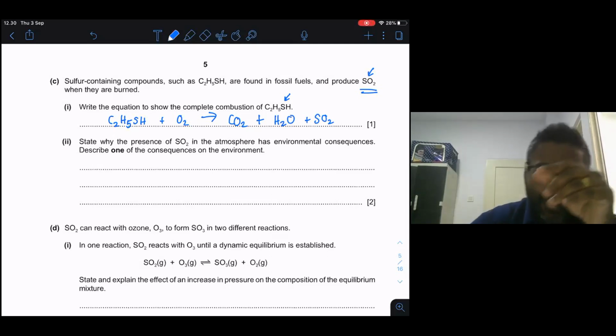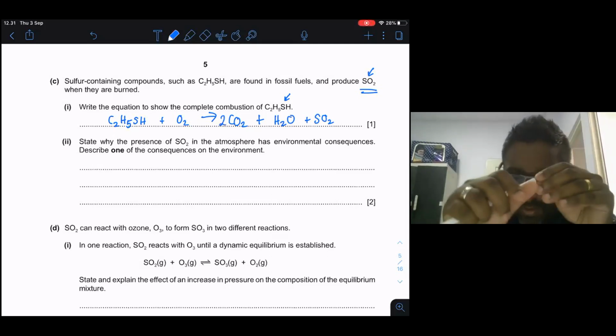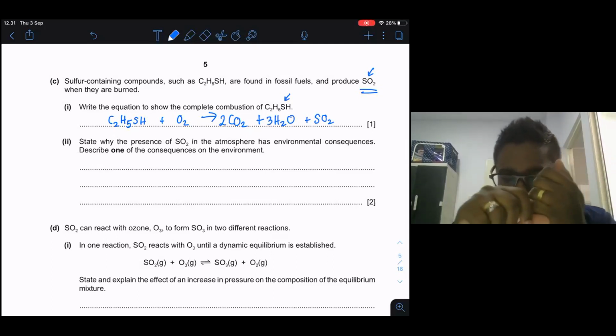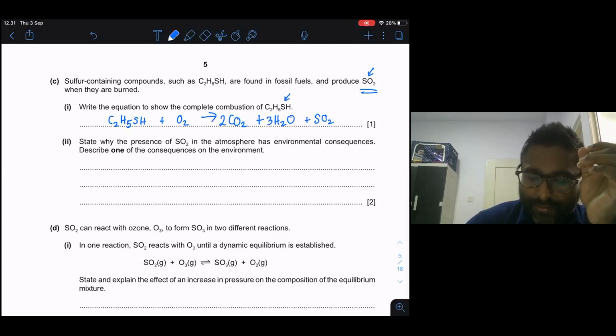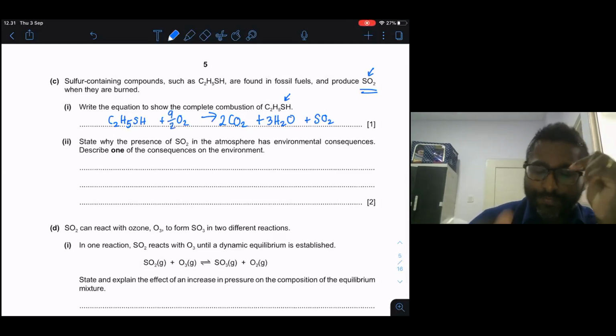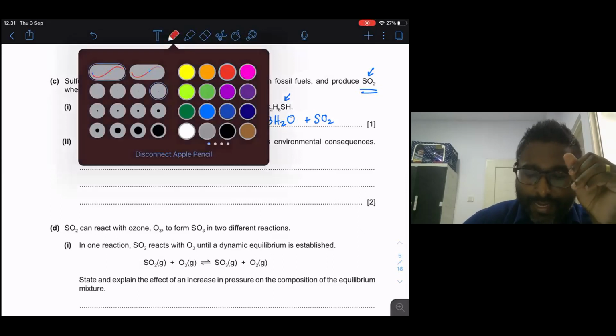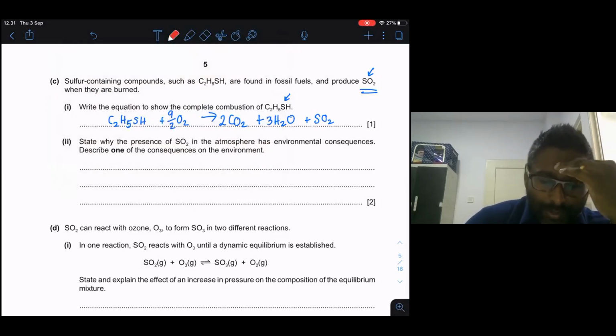How do we balance? 2 carbon, you put 2 there. Hydrogen, you have 6 hydrogen, so I'm expecting to have 3 over here. So 4 oxygen, 7 oxygen, 7 plus 2 is going to be 9 oxygen. So you want 9, so just put 9 over 2. Is this a good equation when it comes to chemistry? Not really, because you need to times everything by 2. So you times everything by 2. 9 times by 2 is going to be 9, then 4, and times by 2 is 6.